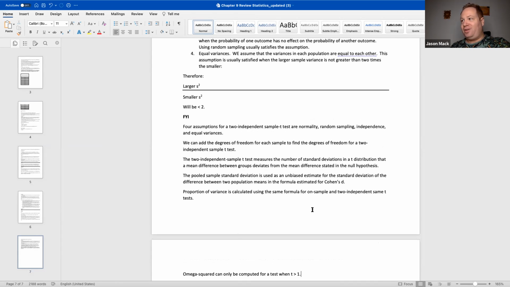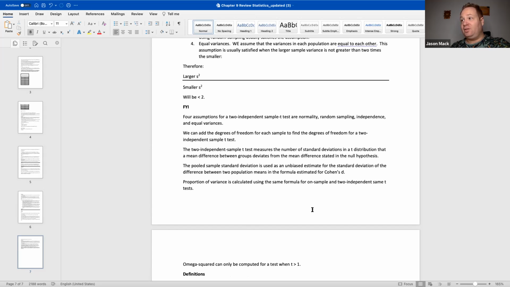The 4 assumptions for a 2 independent sample t-test are normality, random sampling, independence, and equal variances. We can add the degrees of freedom for each sample to find the degrees of freedom for a 2 independent sample t-test. The 2 independent sample t-test measures the number of standard deviations in a t-distribution that a mean difference between groups deviates from the mean difference stated in the null hypothesis.